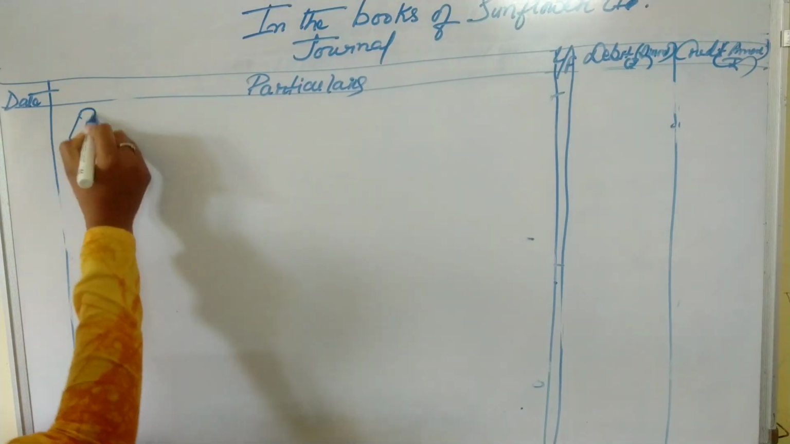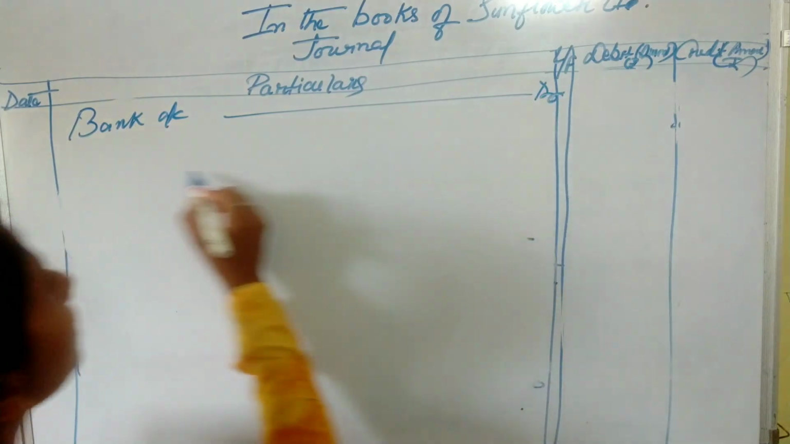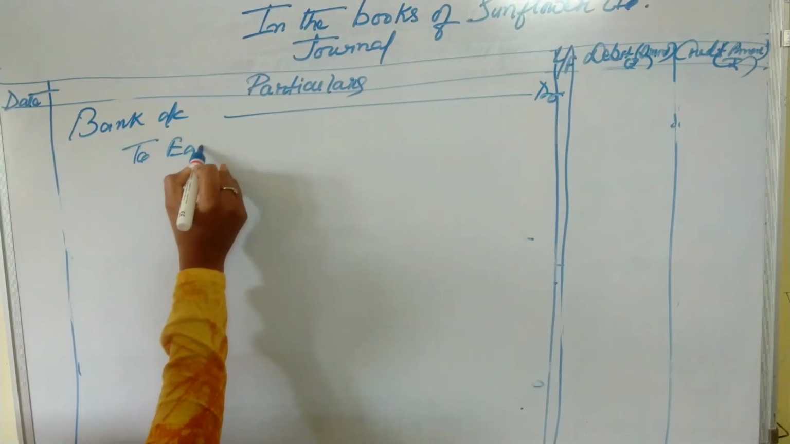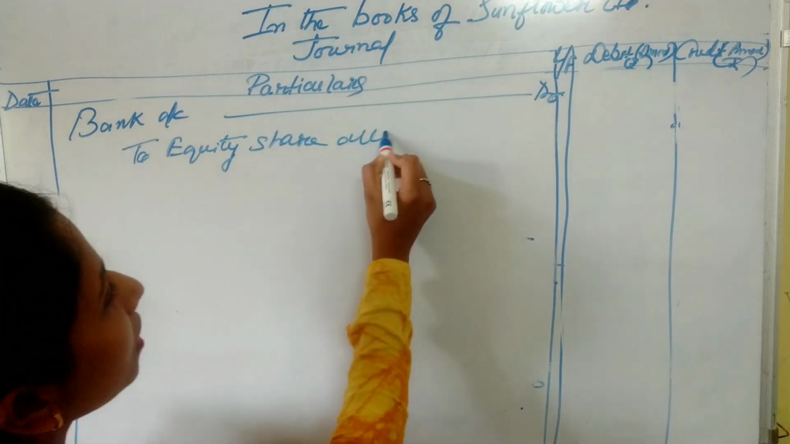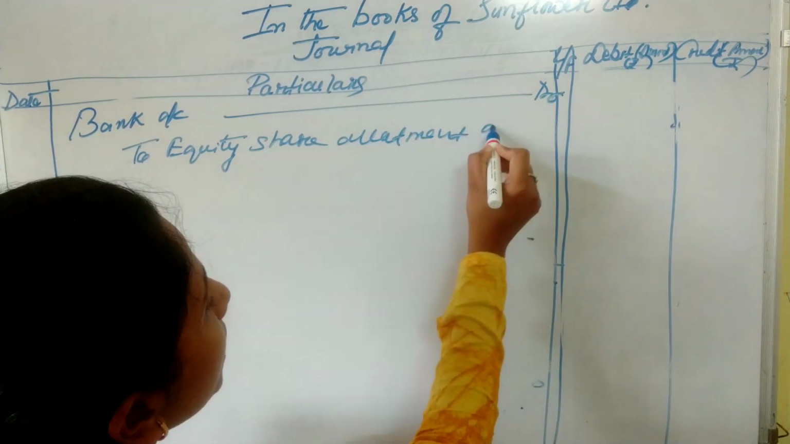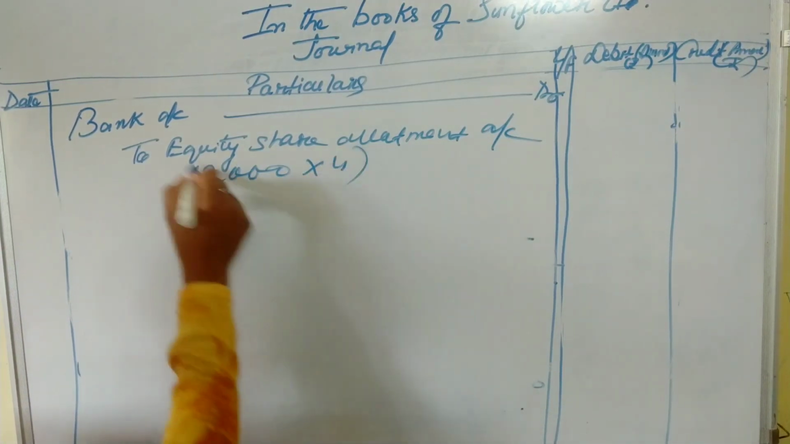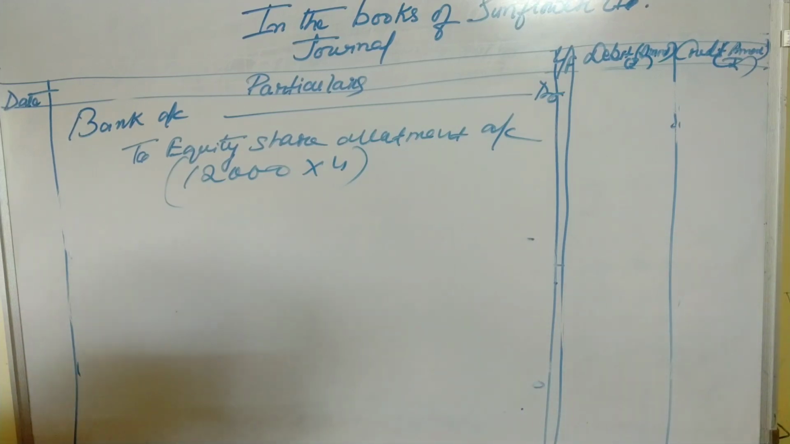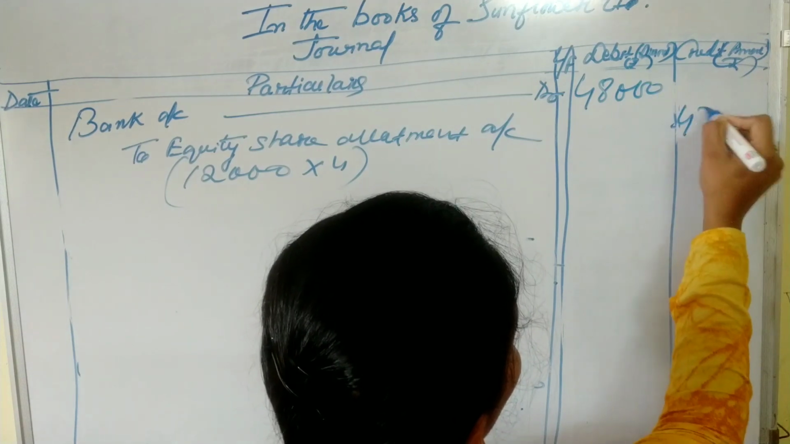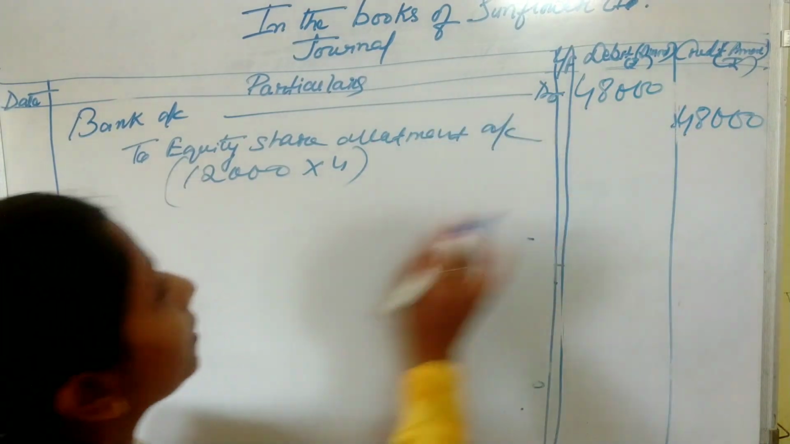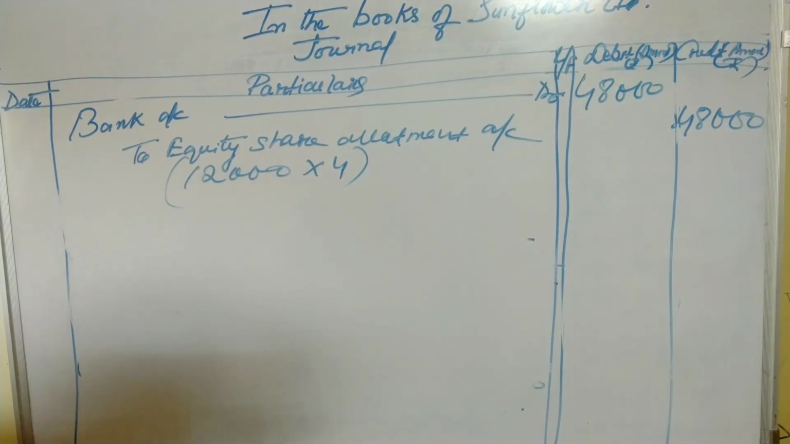So bank account debit to equity share allotment account. Now what is the rate? 12,000 multiplied by 4, that is 48,000. See, all the shareholders have paid the allotment money. Now we'll give the narration.